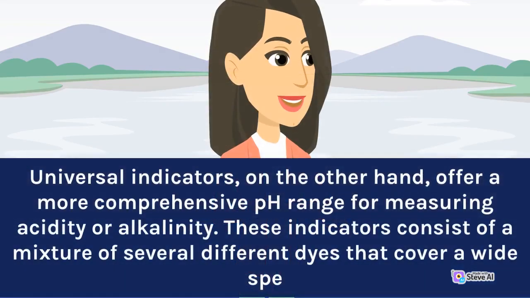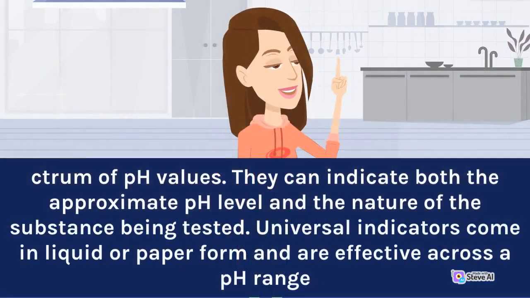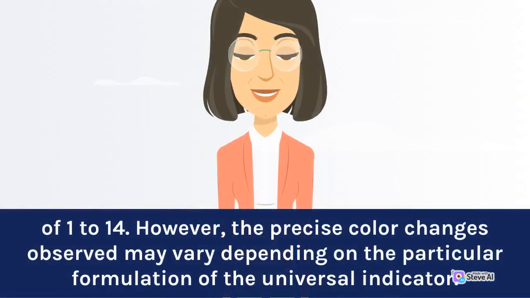Universal indicators, on the other hand, offer a more comprehensive pH range for measuring acidity or alkalinity. These indicators consist of a mixture of several different dyes that cover a wide spectrum of pH values. They can indicate both the approximate pH level and the nature of the substance being tested. Universal indicators come in liquid or paper form and are effective across a pH range of 1 to 14. However, the precise color changes observed may vary depending on the particular formulation of the universal indicator.